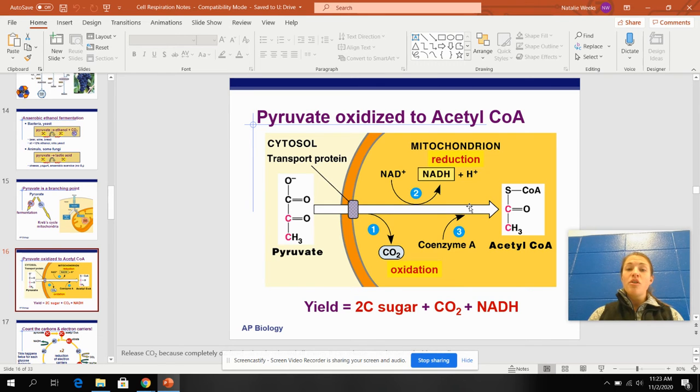All you need to know about this is that it's sometimes called trimming or the link reaction. We have to mess with the pyruvate a little bit so it can actually go into the next cycle.